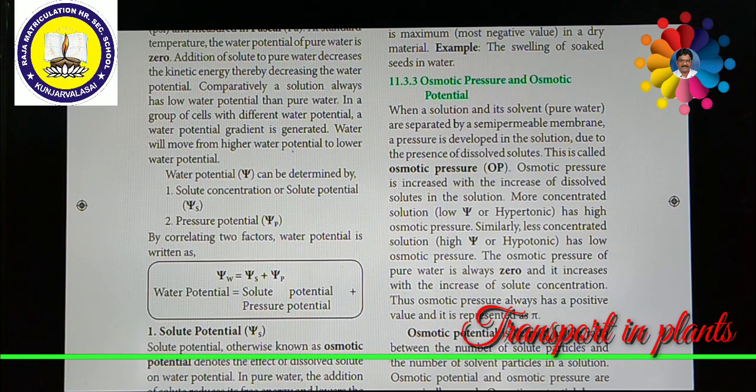Now we are going to see another concept called turgor pressure and wall pressure. What do you mean by turgor pressure?